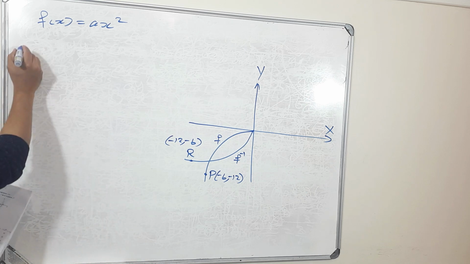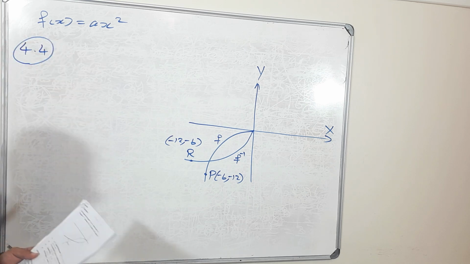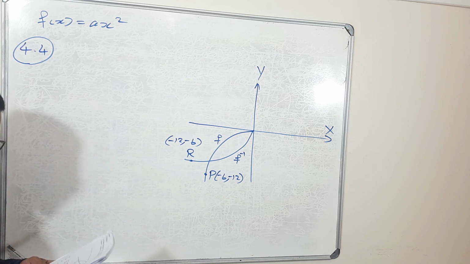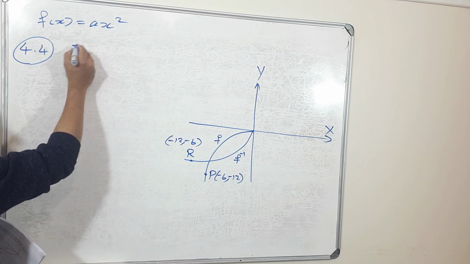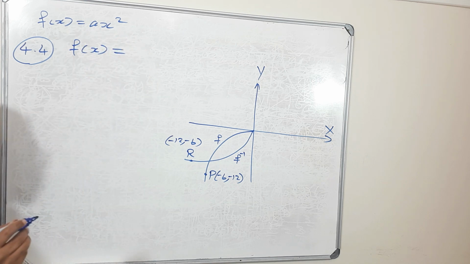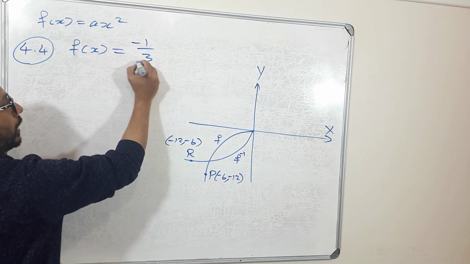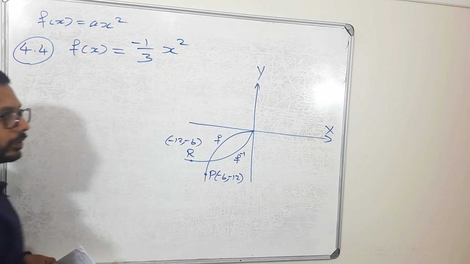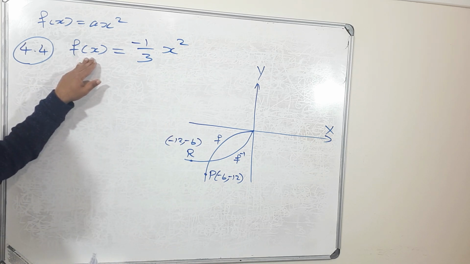Question number 4.4. Write down the equation of f inverse in the form of y is equal to. So this is our f of x. Let me write f of x once more. F of x is equal to ax squared. You remember last question we already got the value of a. It was -1 over 3 x square. Here this f of x is the same as y.